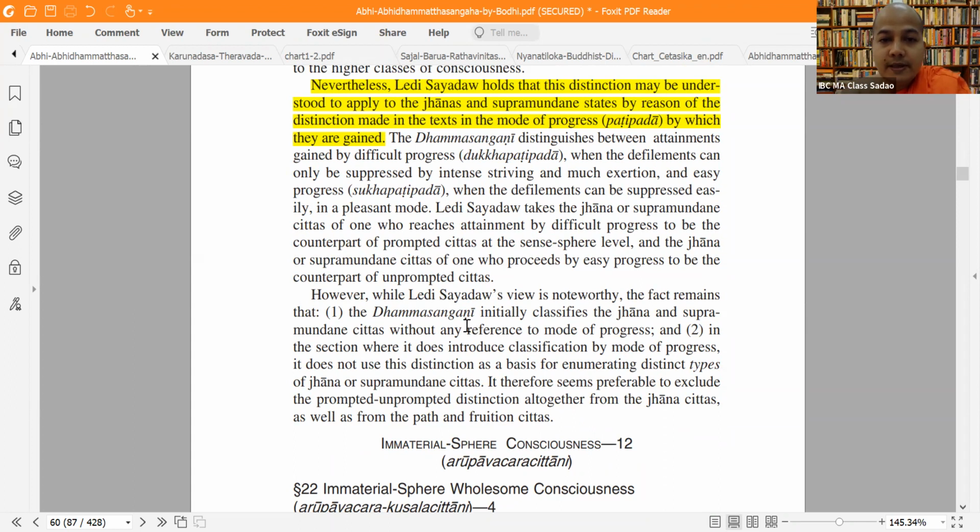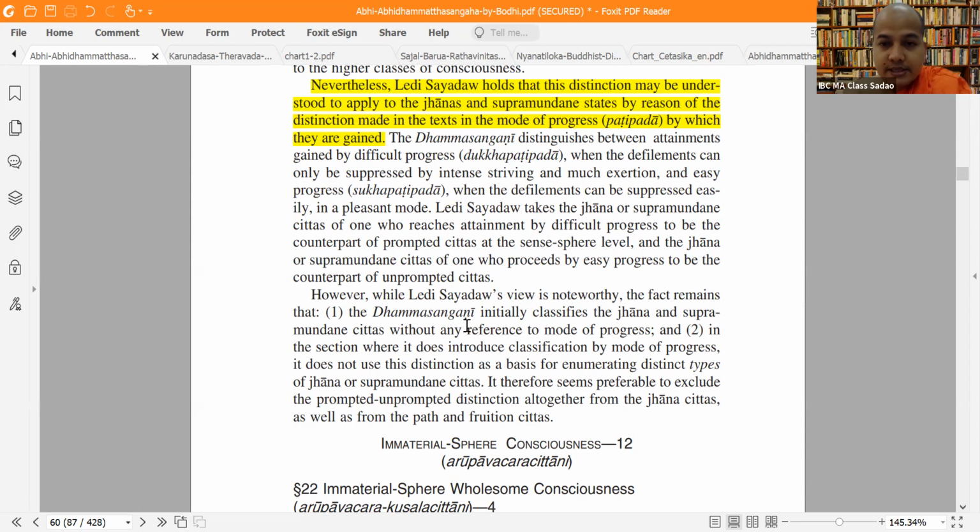It says that you can follow either Dukkha Patipada or Sukha Patipada. In the Dukkha Patipada, it is considered a difficult progress. Why? Because in that, you need to carry out an intense striving. You need to put so much effort to overcome the defilements. In the Sukha Patipada, you do not need so much effort. You can do that easily.